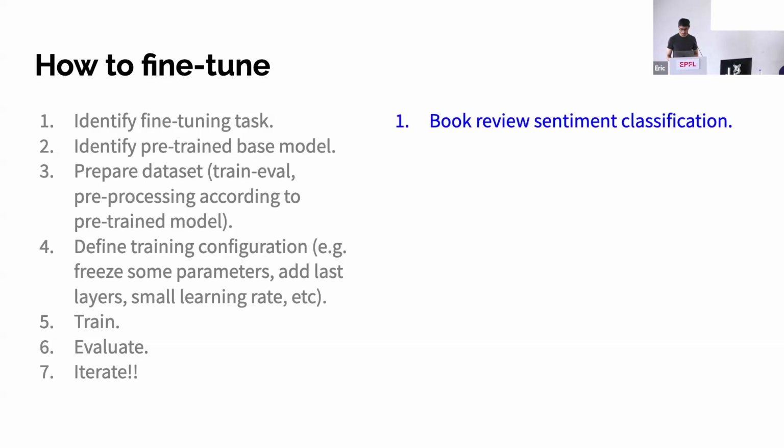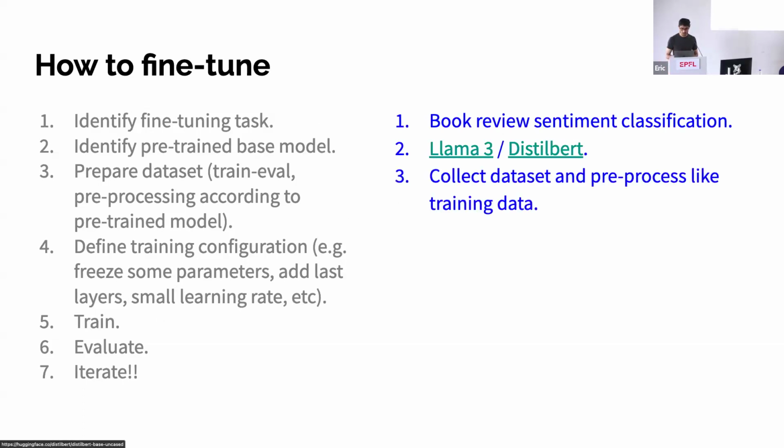So practically, for example, if you want to do something like book review sentiment classification, maybe you would take a large language model or something a bit smaller like DistilBERT, and you would want to work with one of those. You would collect the data for your specific case and pre-process it like they did for those models. And then you would go through those later steps. Any questions?